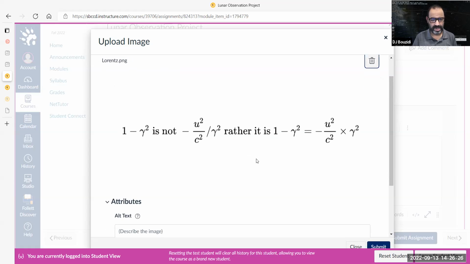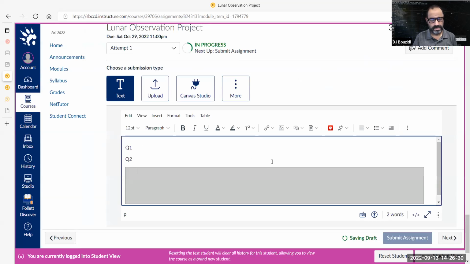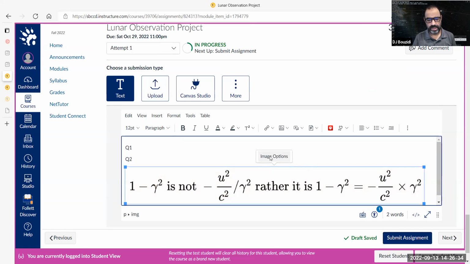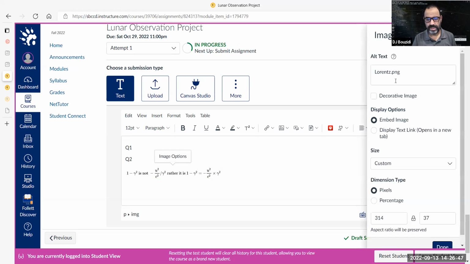So this actually looks like a formula, but it's actually a picture. So I'm going to submit it. And there I have my drawing. So this is a picture. As you can see, there are image options, so I can rescale it if I want to. It looks like a formula, and it is. After I wrote this formula, I basically took a picture of it, and then you have an image in here. As a matter of fact, if I look at the image, it's a .png picture, which is a kind of picture also.